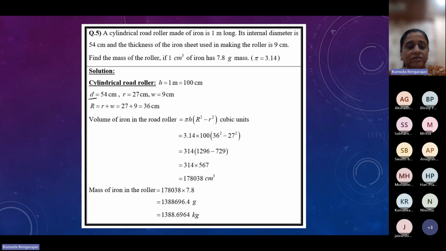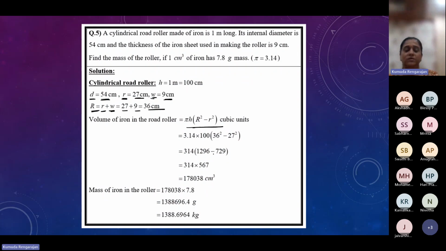See, when I say small d, it is the internal diameter. Capital D, external diameter. Small r, inner radius. Capital R, outer radius. See here, small d, that is the inner diameter, 54. So inner radius, 27. W means thickness, 9 centimeters. So capital R, the outer radius, is the inner radius plus the thickness. 27 plus 9, 36.